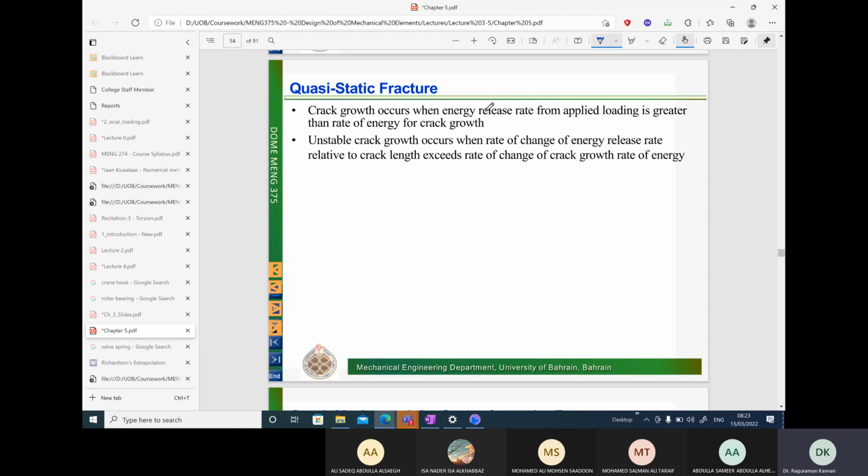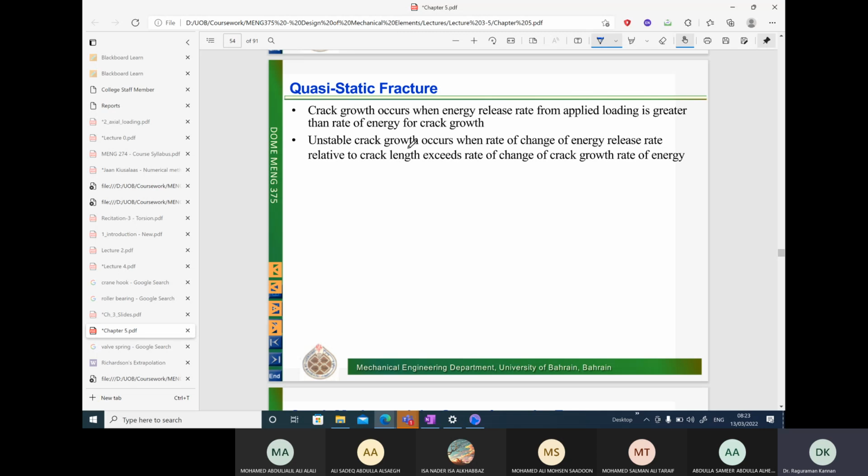If you apply enough load such that the rate at which the energy is supplied from the external load is greater than the energy required for crack propagation, then the crack propagation will take place.